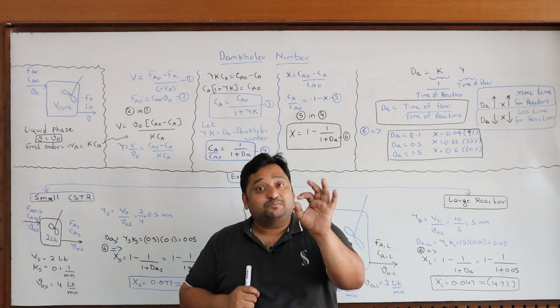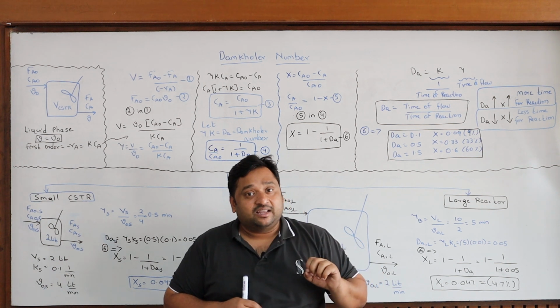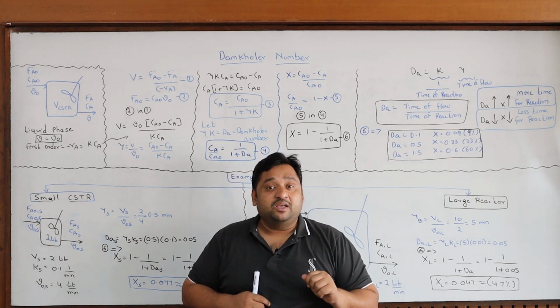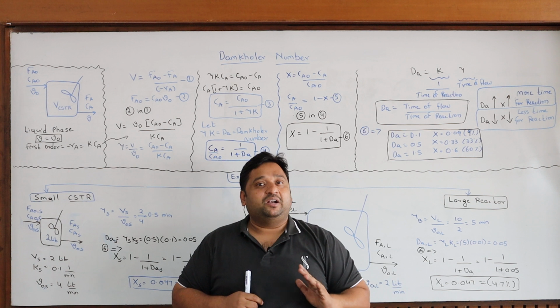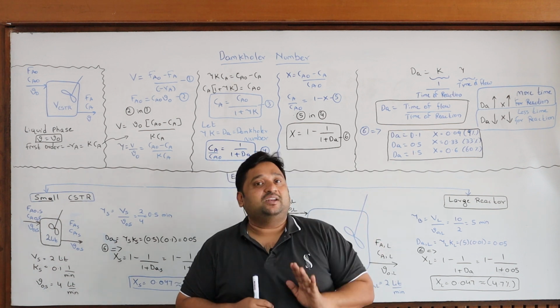If a reactant is spending less time in the reactor than the required time, then what happens? Of course the conversion will be down. So that is the importance of the Damköhler number.